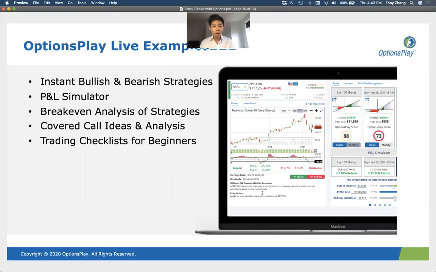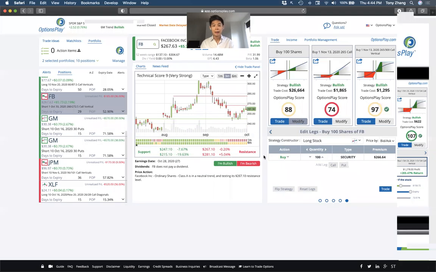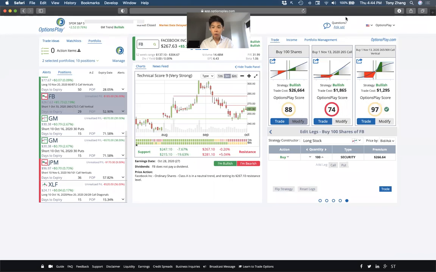So with that, let's go to OptionsPlay and let's look at an example. If at this point you have a stock that you own, please type in the symbol and the cost basis that you own the stock at, and we'll take a look at it together to see if we can potentially find a repair strategy on your stock. So the stock symbol and the cost basis of your stock.